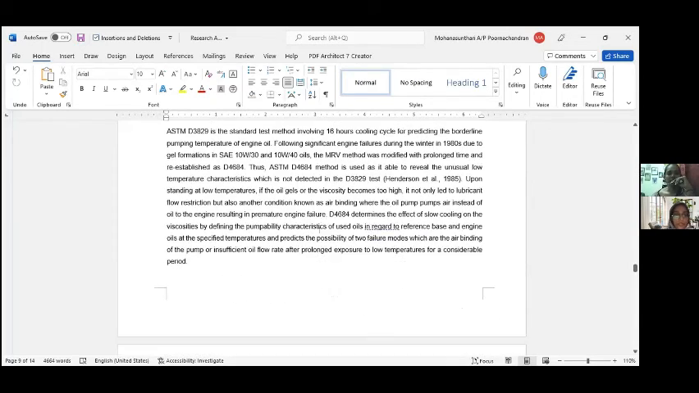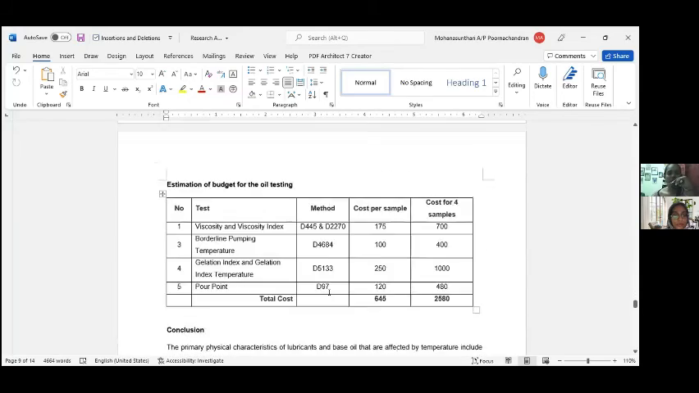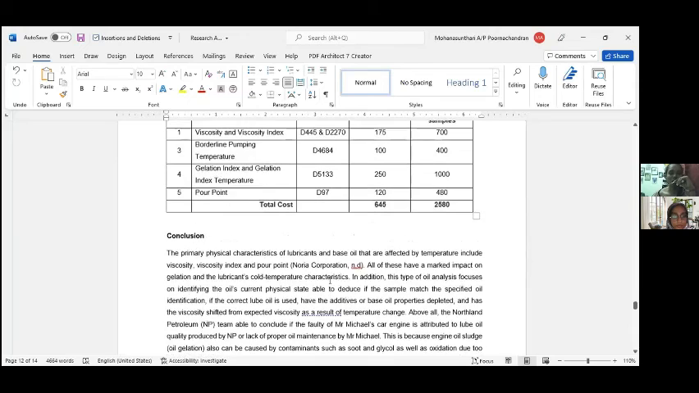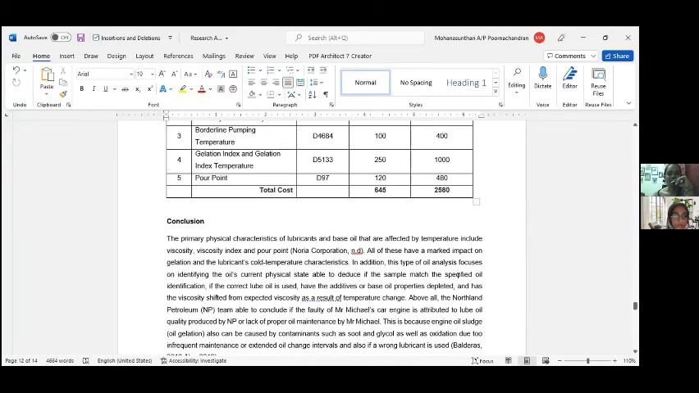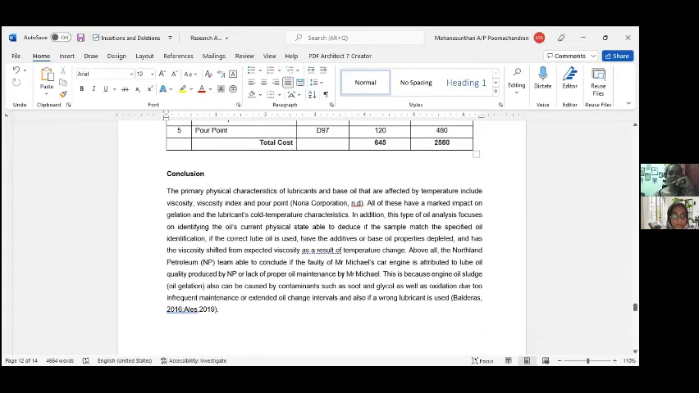So from all these, it will roughly tell us how the sample matches the specified oil and the identification: if the correct lube oil is used, have the additives or base oil properties depleted, or is the viscosity shifted from the expected viscosity. From here the NP team can conclude whether the fault is because of the lube oil quality produced by NP, or because of the lack of proper oil maintenance by Mr.